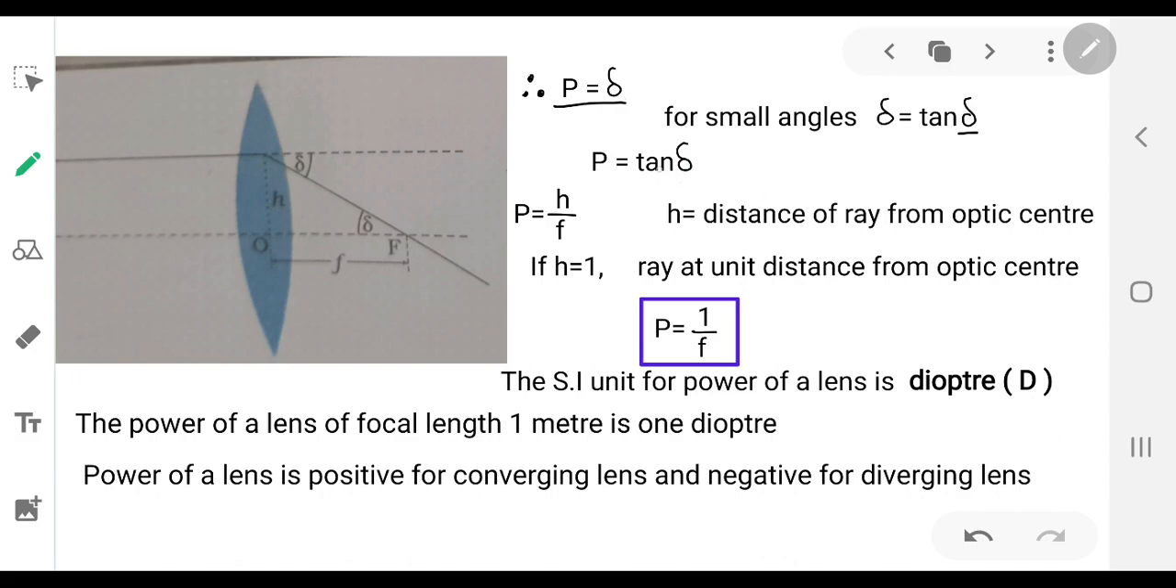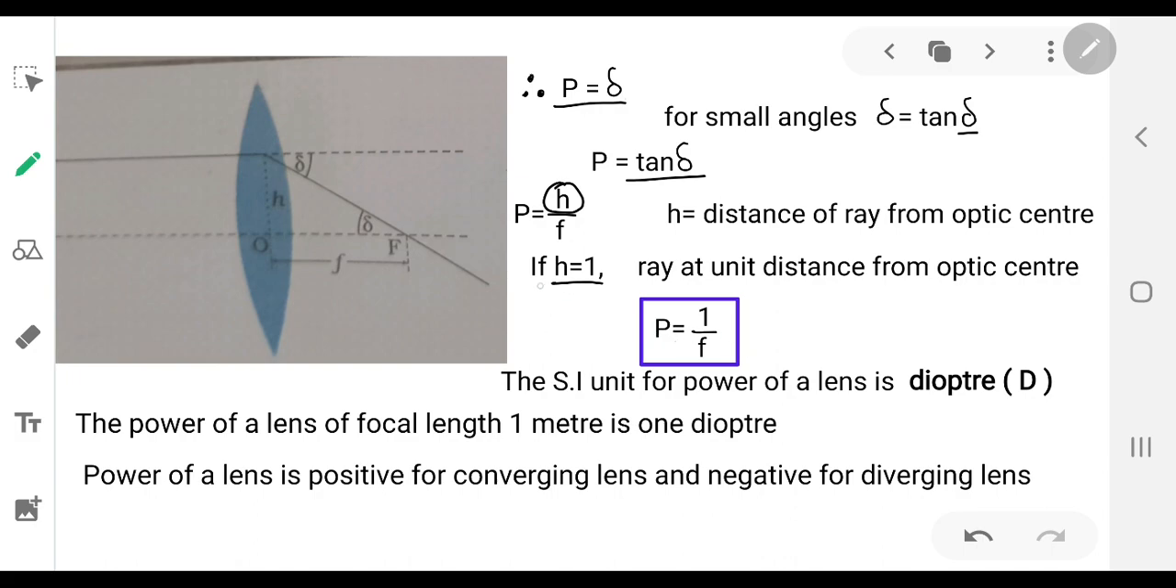Now write the equation for tan delta. Tan is opposite upon base, so h by f. What is the h value? It is the distance of the ray from the optic center. Now we'll take the h value as unity, h is equal to 1, so that P is equal to 1 by f.